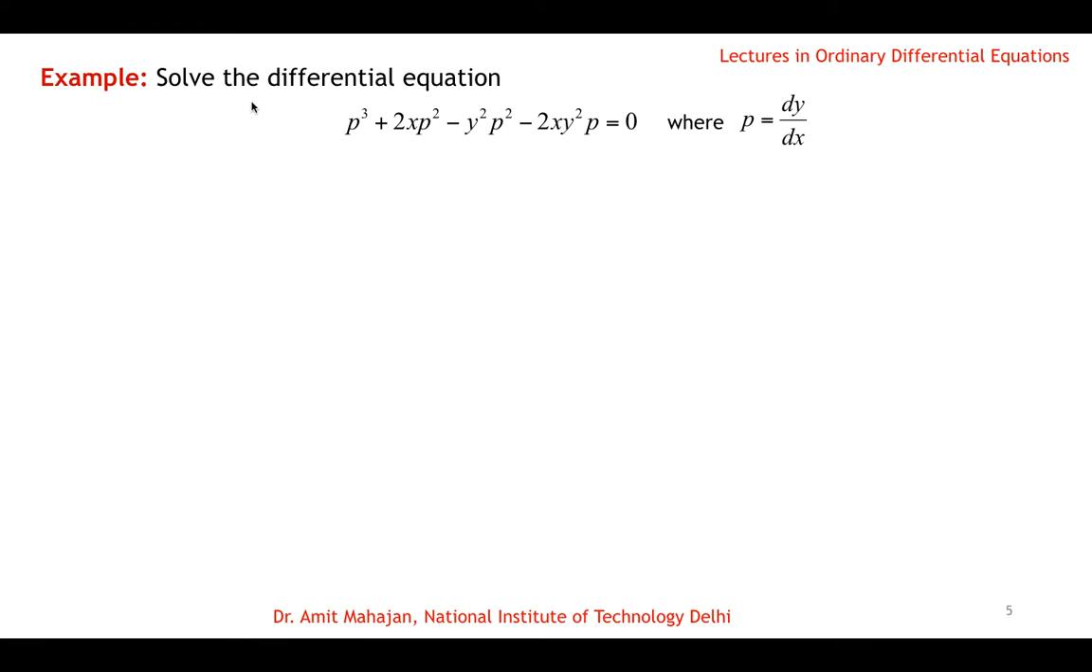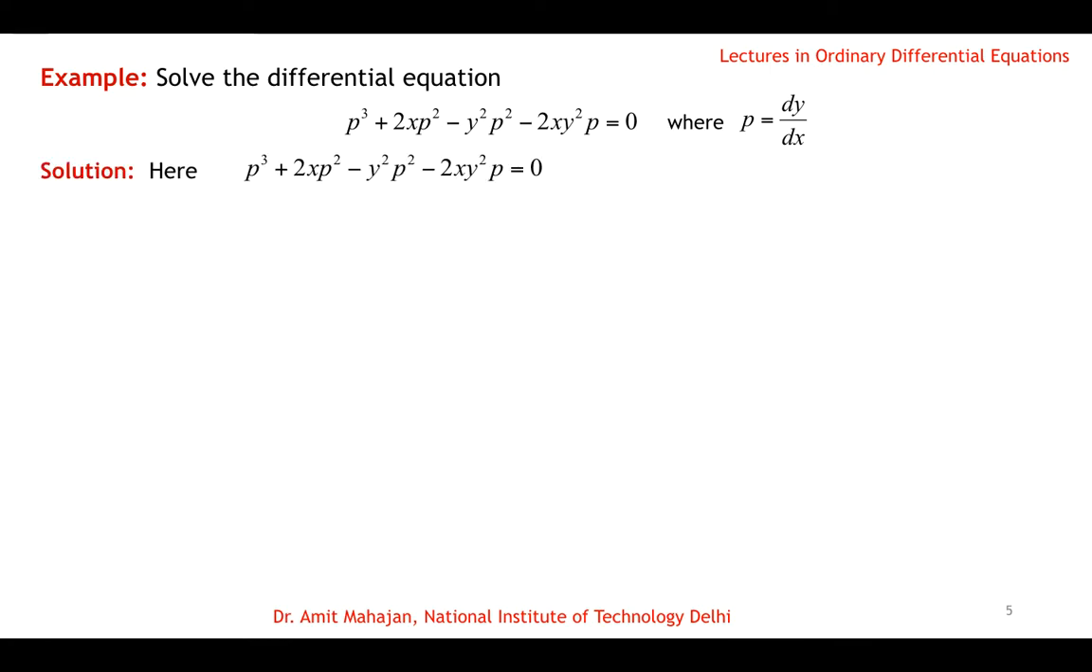Say we take one more example here. Solve the differential equation p^3 + 2x p^2 - y^2 p^2 - 2x y^2 p = 0, where p is dy/dx. Again p is the first order derivative, and the highest power of p is 3, so it's a third degree differential equation. The steps are again very simple: you form linear factors of the left hand side, then equate each linear factor to 0, solve them because they are first order first degree equations, and then combine the solutions into a single solution.